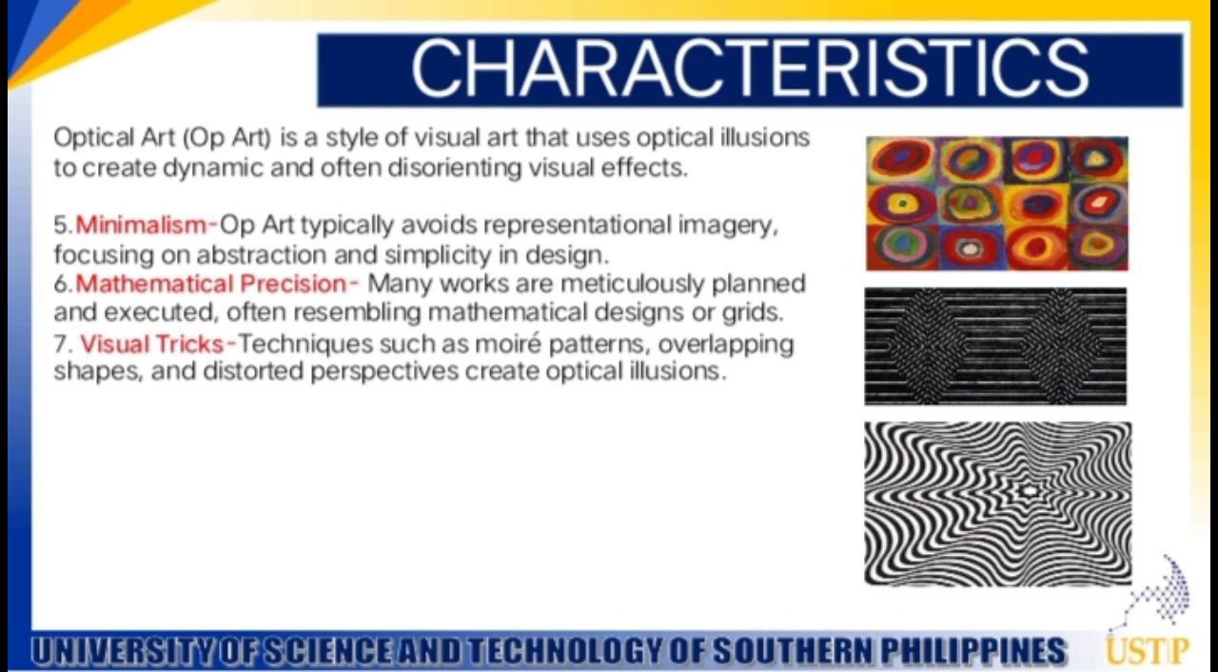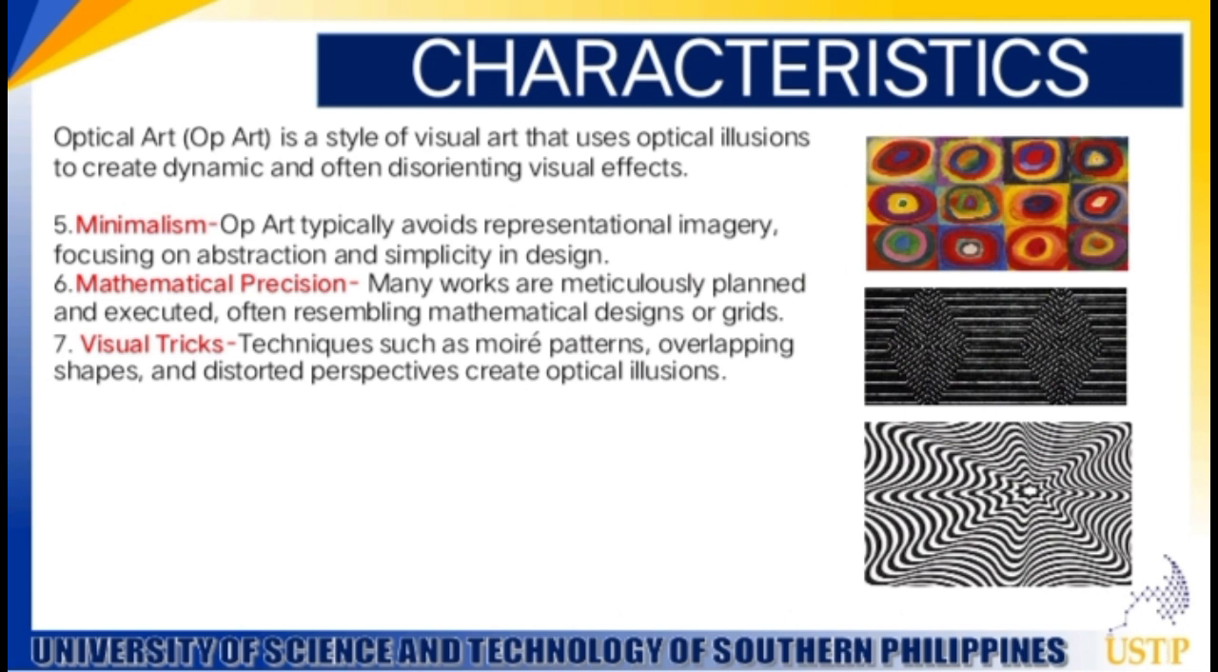Mathematical precision. Mathematical precision indicates that the designs in op art are precisely calculated. For example, a piece could contain a grid of squares that are properly aligned and spaced. This careful preparation gives the artwork a clean and orderly appearance.